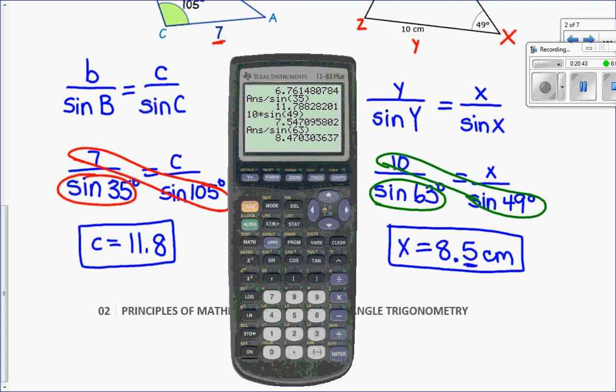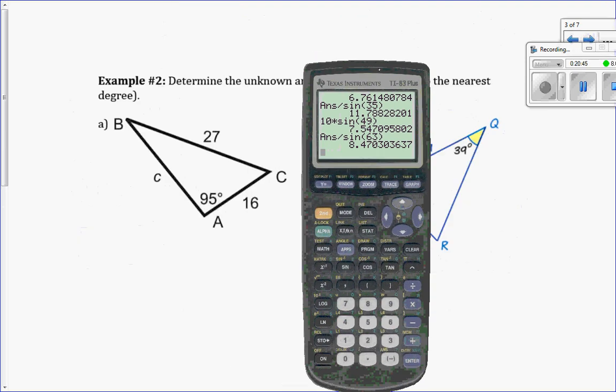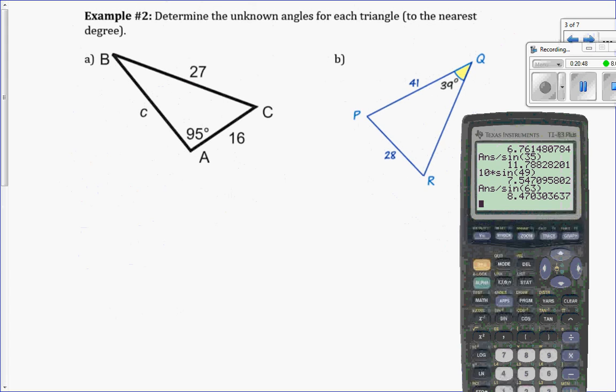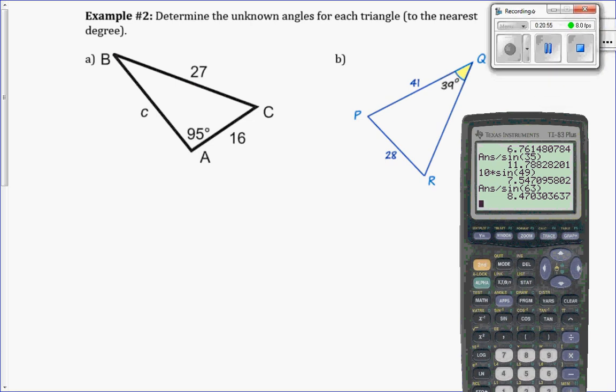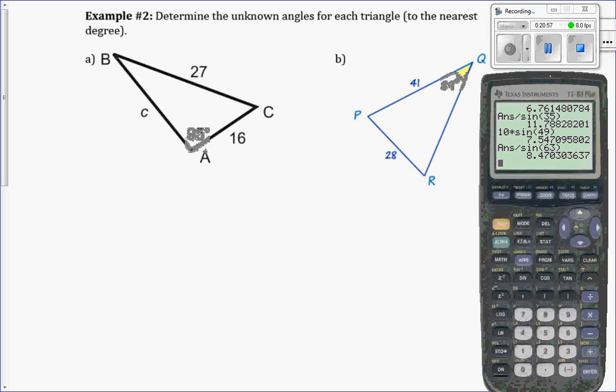Okay, we've got one more example on the other page to try. Okay, this time it says determine the unknown angles for each triangle. And when you're dealing with angles, you find them to the nearest whole degree, no decimal places. When it's side lengths, it's usually 1 decimal place. Angle measures, it's just to the nearest degree. Okay, so it's exactly the same thing as before. The two pieces of information we're going to start with are the two where we have an angle measure and we have a side measure across from each other.